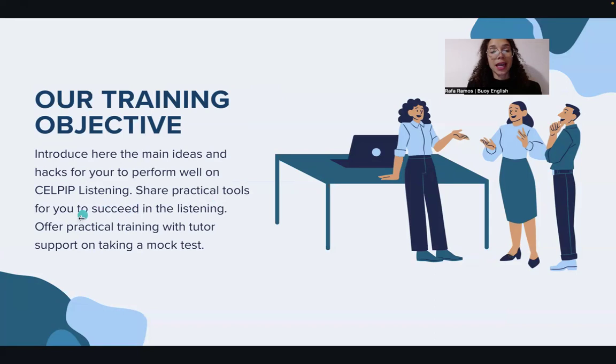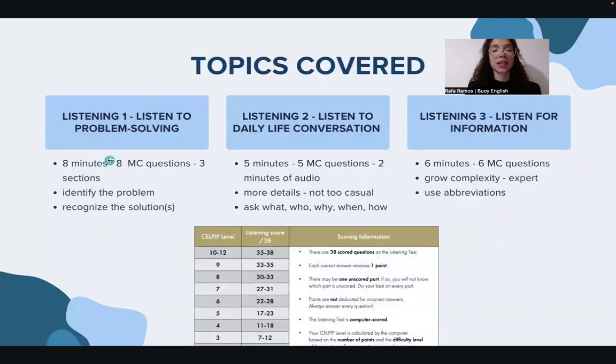So our aim, our goal, our objective is to share tools for you to succeed, introduce some hacks for you to perform well, and offer really practical training, right? We're going to use mock tests. Mock tests are those tests that are very similar to the real one you're going to take, right? It's a computer-based test. Normally the questions are spoken by audio. There are some patterns, and we're going to take a look.